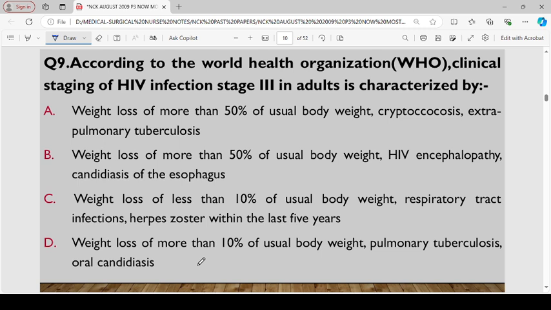Next, according to the World Health Organization, WHO, clinical HIV staging, stage 3 in adults is characterized by, all right, the first option, weight loss of more than 50%. Guys, this is extreme weight loss, and it's not part of the staging. As for cryptococcus and extrapulmonary tuberculosis, all these are advanced stages, so this is stage 4. And our question is asking about stage 3. Weight loss of more than 50%, as we say, is extreme weight loss and it's not classified, so it will not be entertained there.